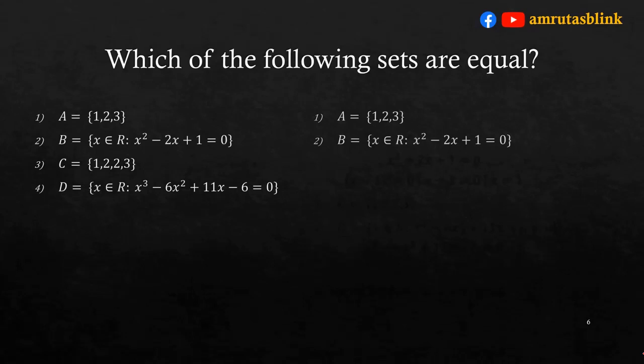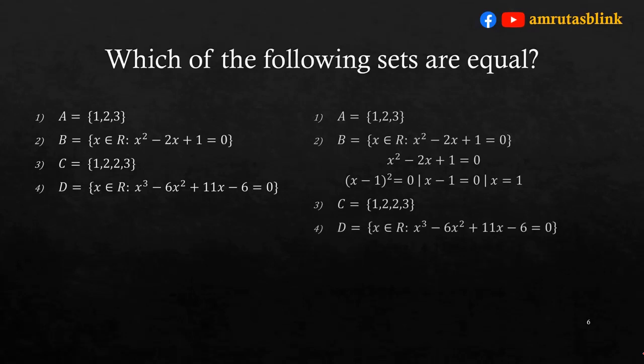Now for the second question, B is equal to x such that x belongs to R. At the same time, x square minus 2x plus 1 is equal to 0. We'll solve this equation first. x square minus 2x plus 1 is equal to 0. Now we know that it is a square of x minus 1. Hence, (x minus 1) whole square is equal to 0. It implies that x minus 1 is equal to 0, and as x minus 1 is equal to 0, x is equal to 1. So, there will be only one element in set B, that is equal to 1. Now in question number 3, C is equal to {1, 2, 2, 3}. So the elements are just 1, 2 and 3.